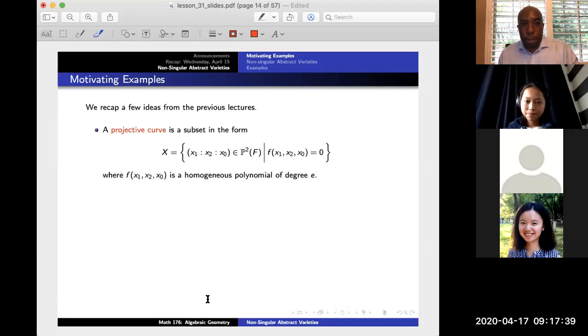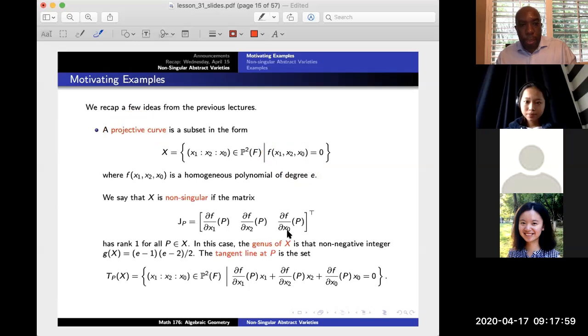So number one, remember that we talked about this idea of a projective curve, and we really just said that a projective curve means that here we're going to have maybe just one polynomial equation where we have a homogeneous polynomial of degree E. So this is just kind of our naive definition of what a projective curve is. And once we had this, then of course we wanted to talk about what does it mean to be a non-singular curve. So one way that we said that was to look at the partial derivatives of this polynomial, and we wanted to make sure that not all three of them are simultaneously zero. That was our idea of non-singular.